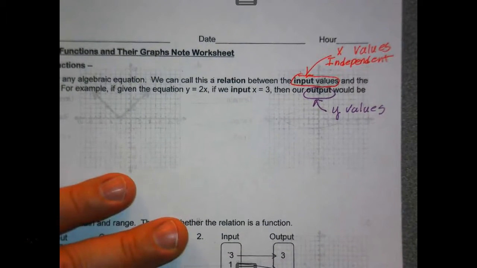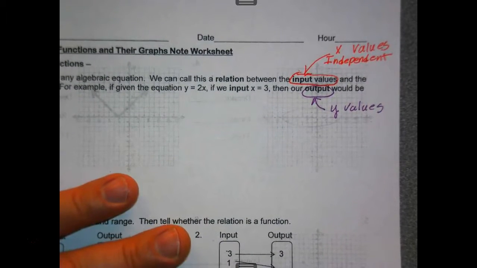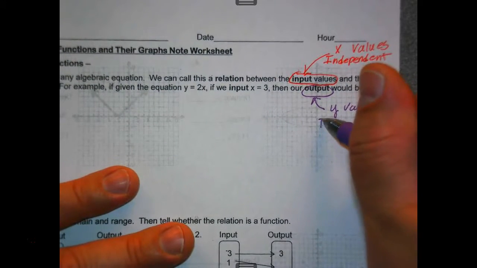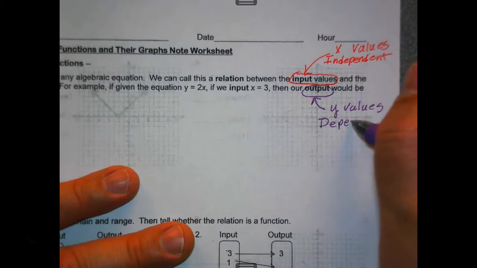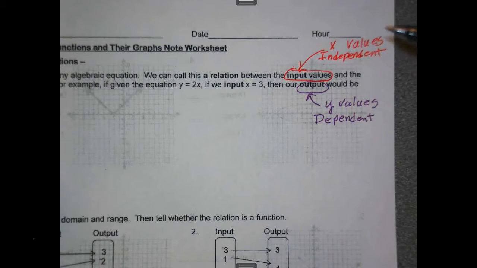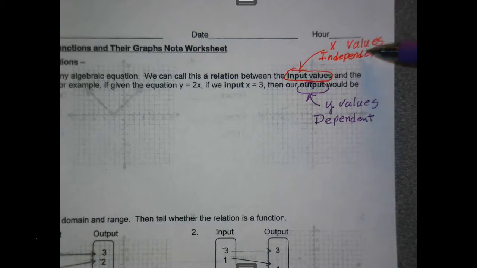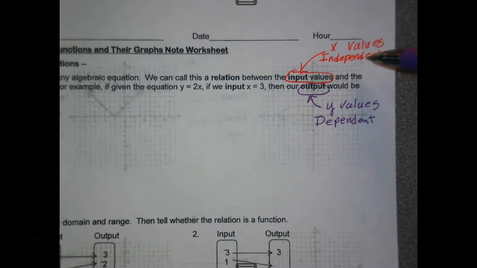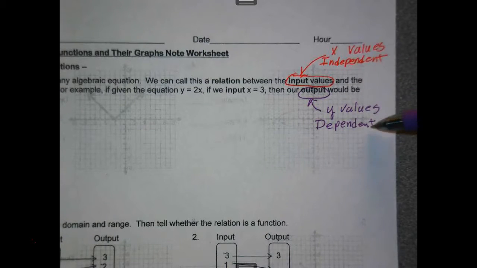Or, as your science class would call them, dependent values. Because in science, they do a lot of experiments where they choose the value for x, they plug it into whatever their hypothesis is, and out comes y. So the y is dependent on what you choose for x.